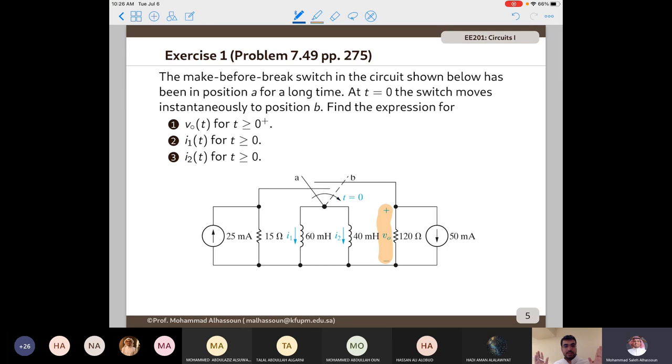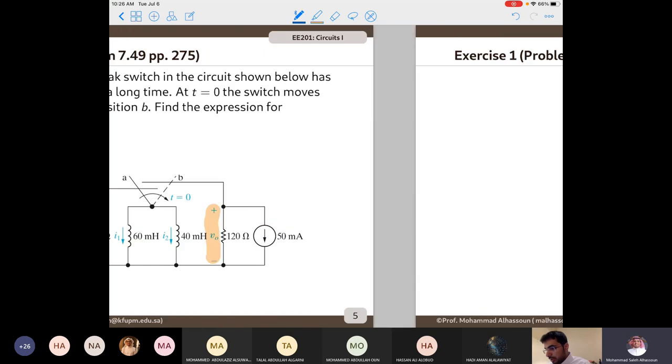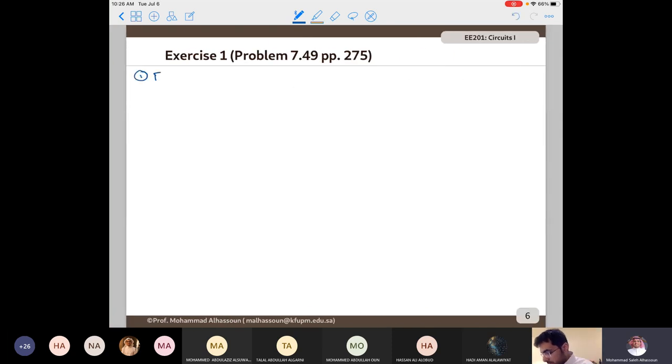So we combine these two inductors in parallel, and the voltage V naught is equal to the voltage across the parallel combination of these two inductors. So let's draw the circuit for t less than zero. The switch at position A, we have, let me give myself enough space, L1, which is 60 millihenry, L2 is 40 millihenry. We have I1, I2.